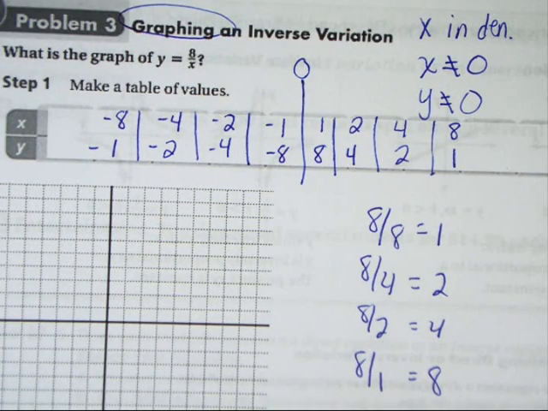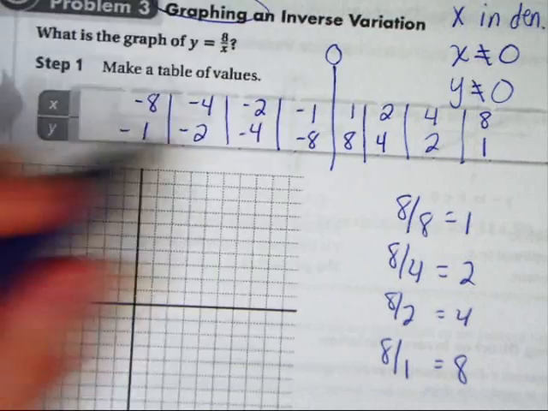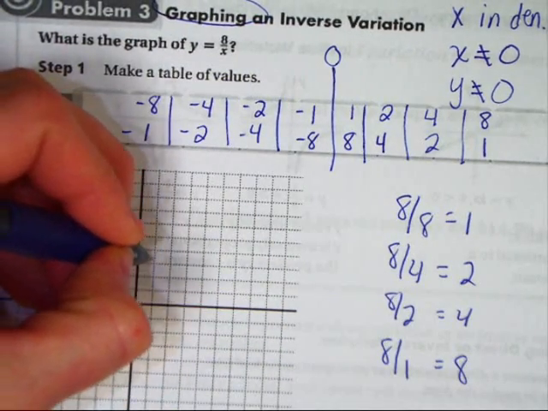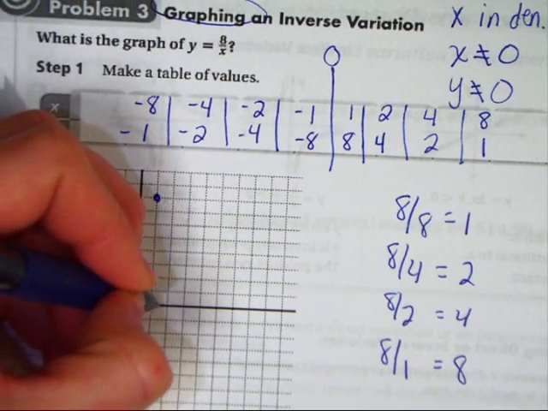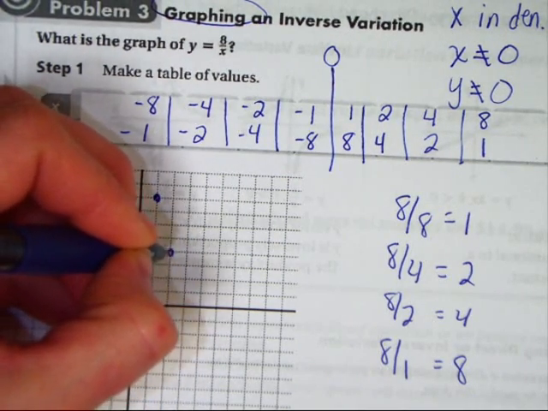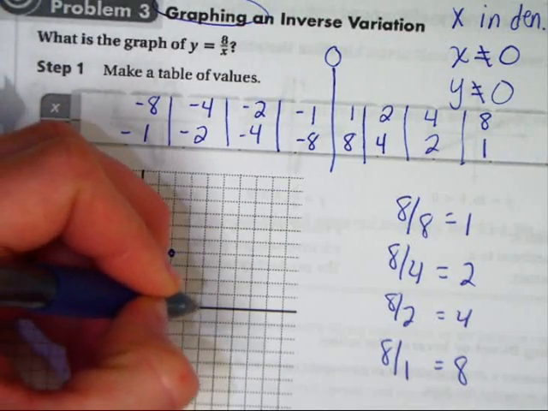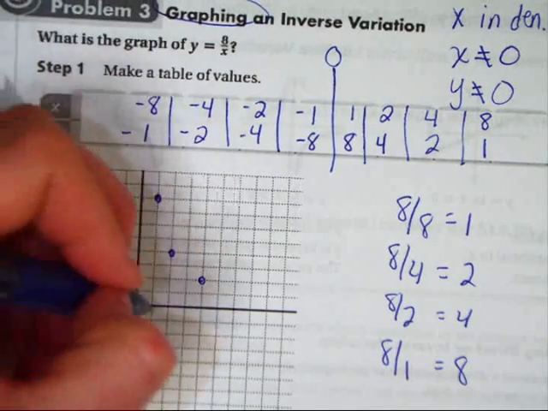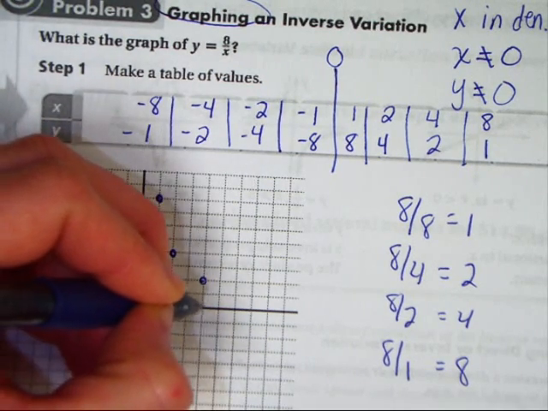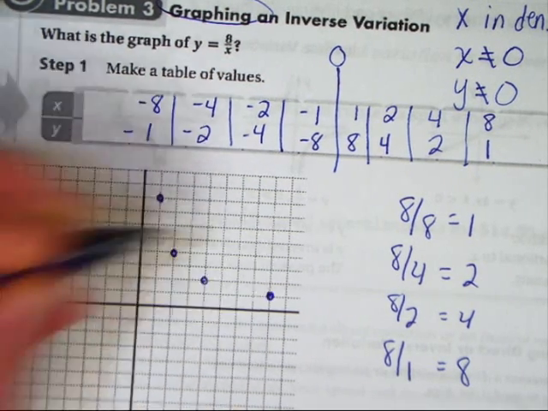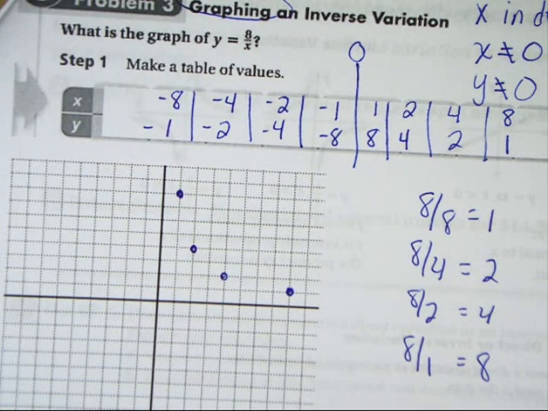So now what we're going to do is we're going to plot those points, okay? Let's go over 1 up 8, over 2 up 4. Over 4 up 2. And over 8 up 1. Notice how these dots are beginning to form kind of a J shape. They almost look exponential to you.